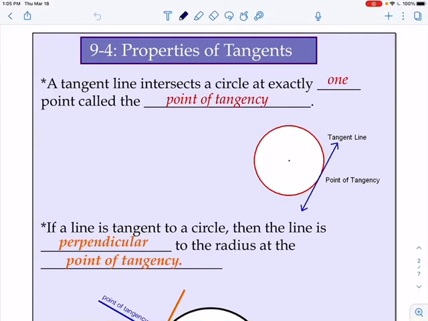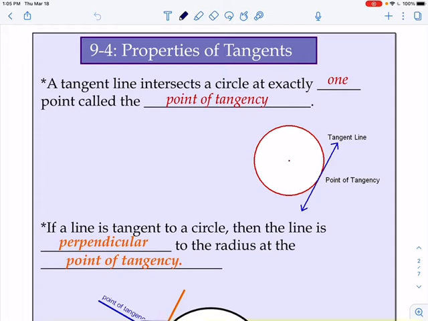Okay, so this video is going to be about section 9.4, which is going to be properties of tangents, and there is going to be a quiz after this section. So again, we'll review the definition of what it means to be a tangent, and then we'll talk about what's special about these tangent lines.